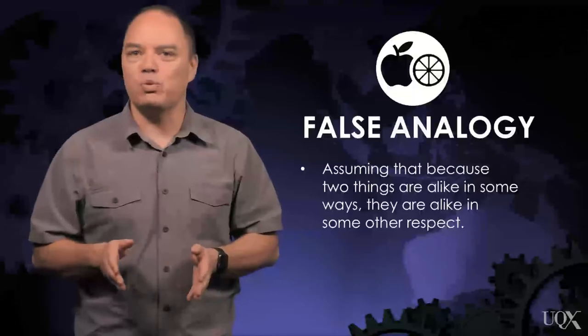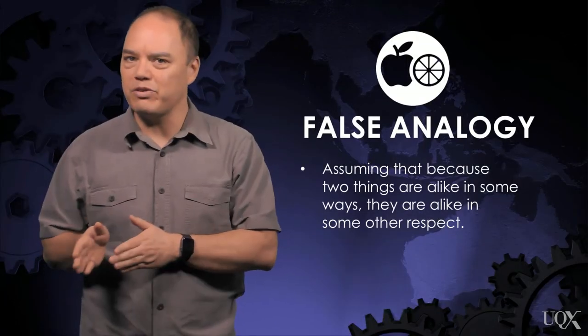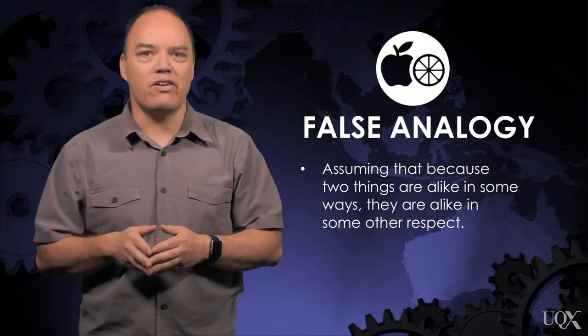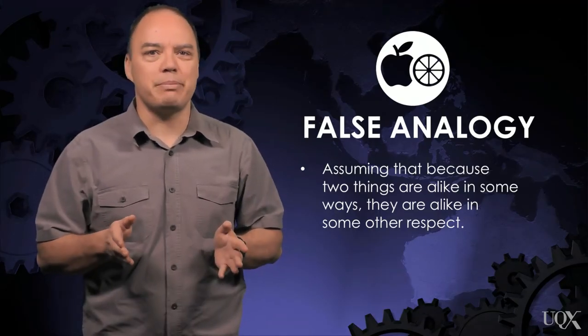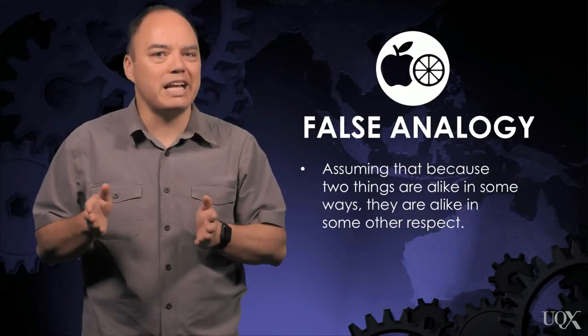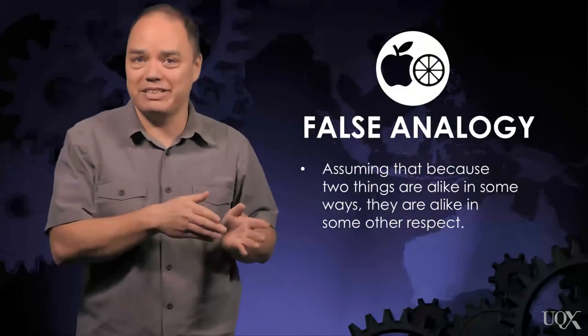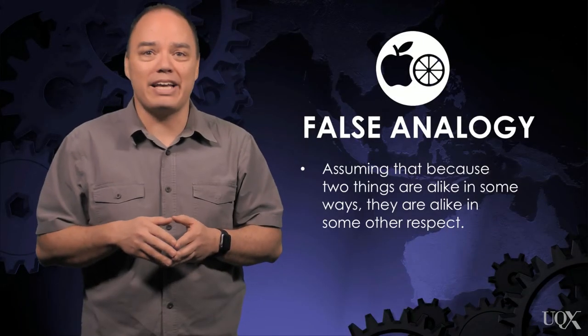False analogy occurs when one assumes that because two things are alike in one way, they are alike in other ways also. For example, this is like arguing that because environmentalists are often vegetarians and Hitler was a vegetarian, then they must be alike in other ways as well. In other words, false analogy is used to associate environmentalists with Hitler.